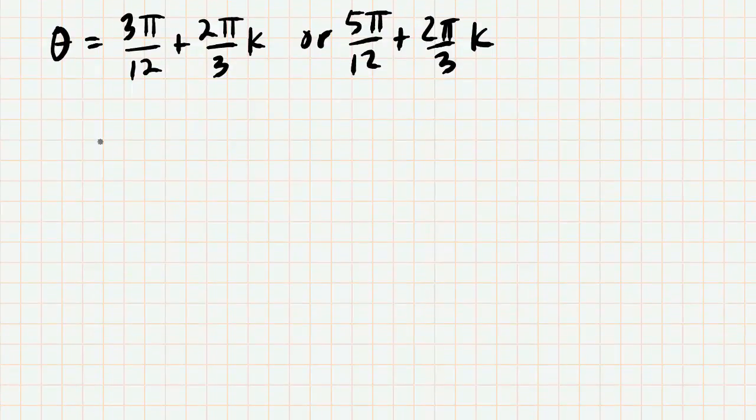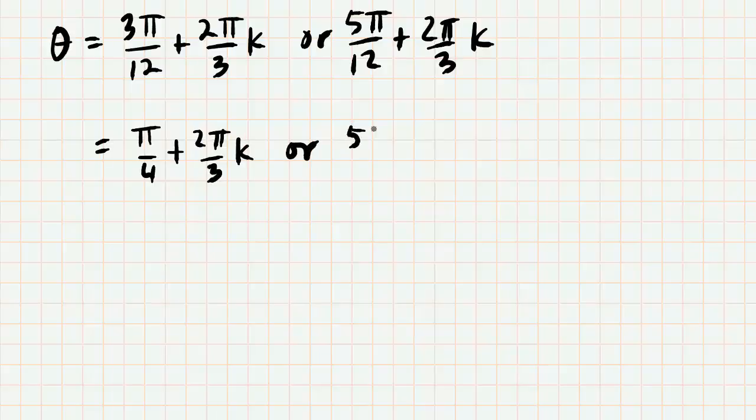So let's rewrite this as pi over 4 plus 2 pi over 3 times k, or this one can't be simplified, 5 pi over 12 plus 2 pi over 3 k. All right, so now this is a list of all solutions. This gives us all solutions.